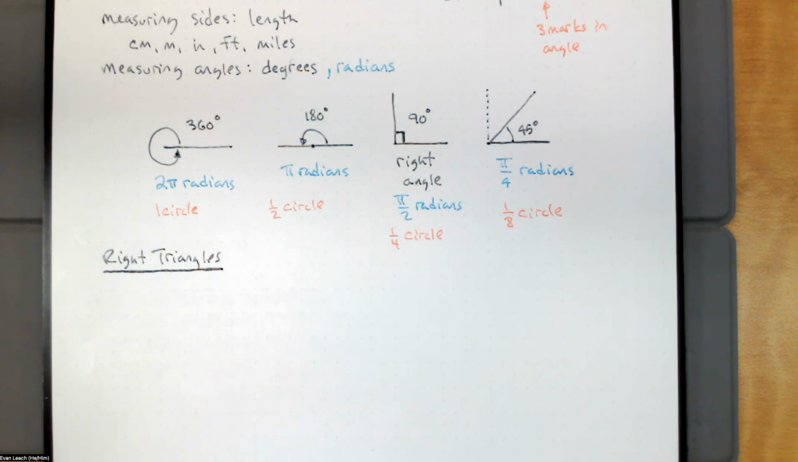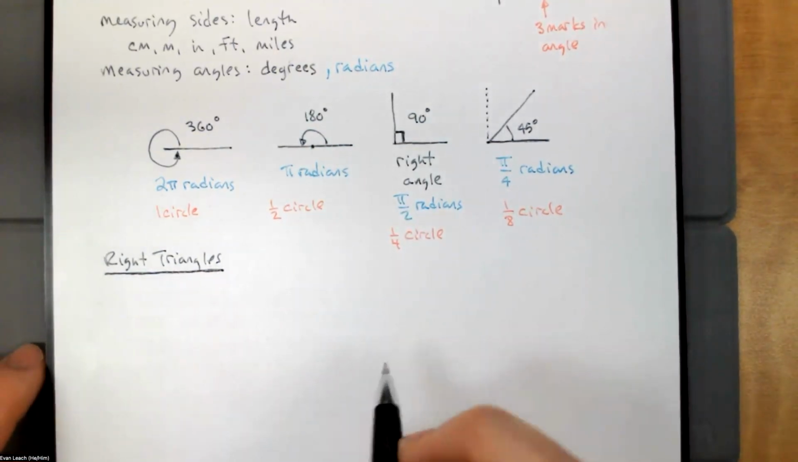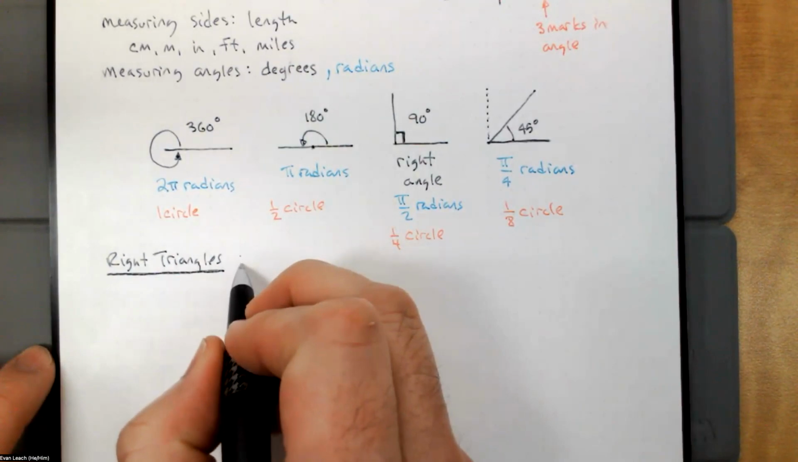What do you think I'm talking about when I'm talking about a right triangle? What must be going on in a right triangle? One of the angles is a 90-degree angle. Perfect. So a right triangle just means one of the angles is 90 degrees.